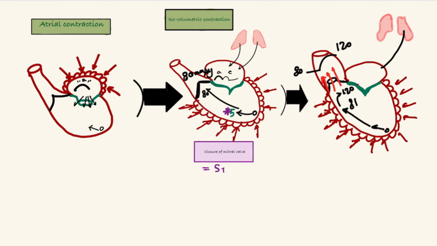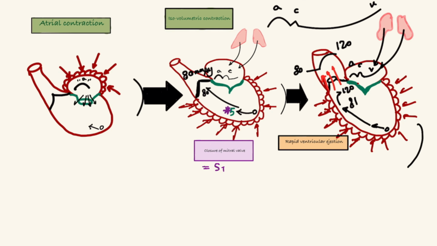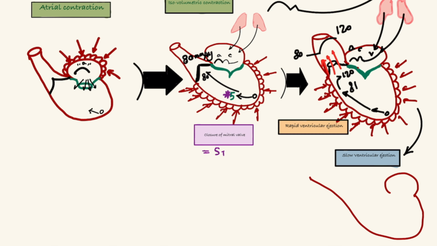Meanwhile, the atrium continues to act as a reservoir for venous blood returning from the lungs, and the V wave is produced as atrial pressure gradually increases. This phase is called the rapid ventricular ejection phase. As the ejection phase progresses, the ejection rate slows, marking the beginning of the slow ventricular ejection phase. The mitral valve remains closed and the atrium continues to act as a reservoir.